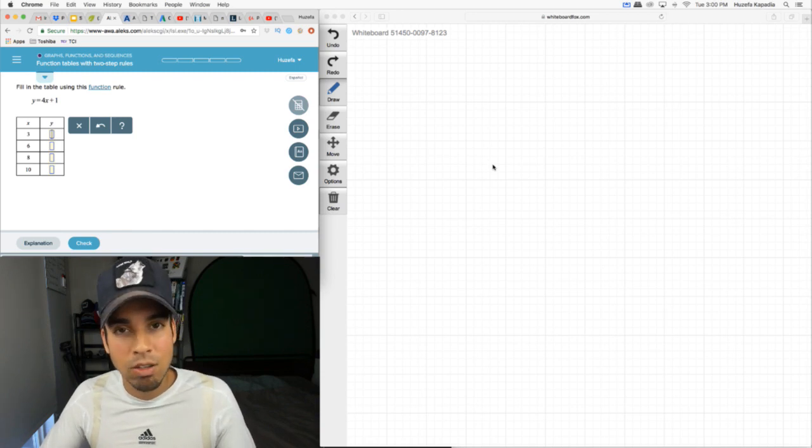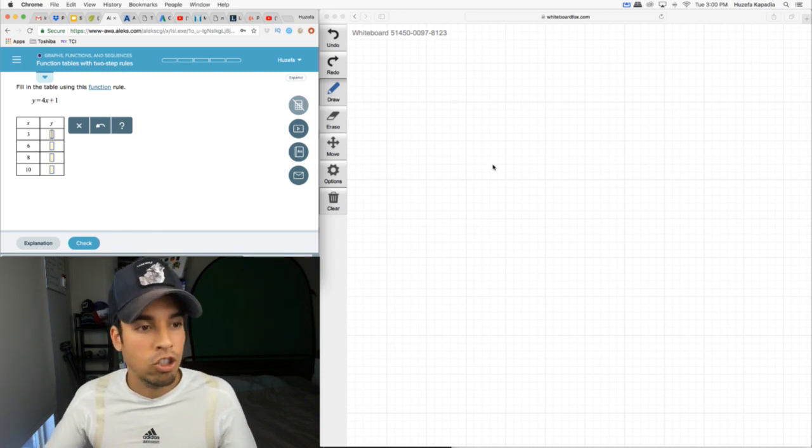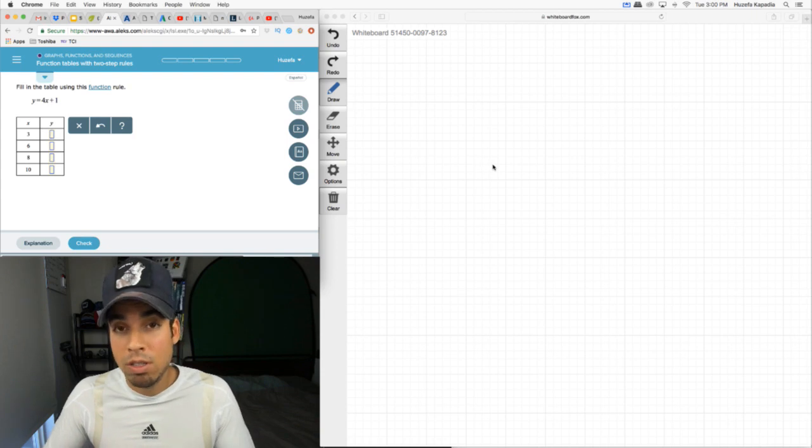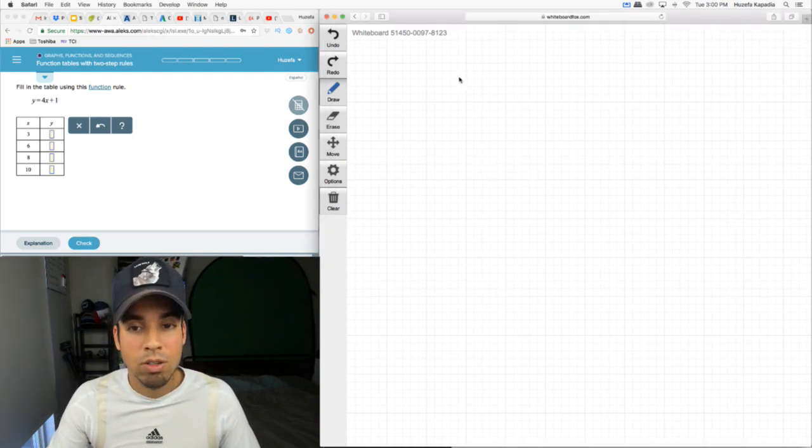So there's not a single solution. There is a relationship. When x equals 3, y equals something. When x equals 6, y equals something else. So we're trying to figure out those values. So how do we figure out those values? We just plug in these values for x.